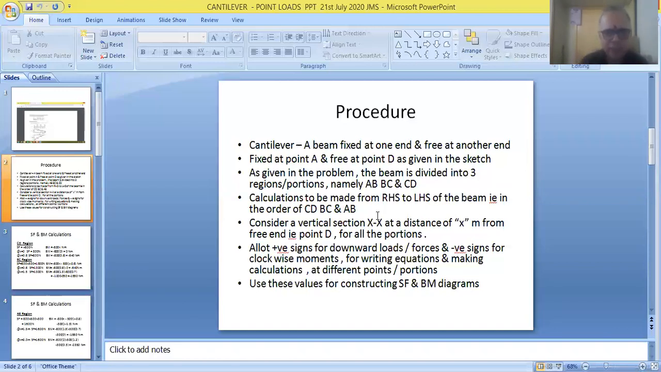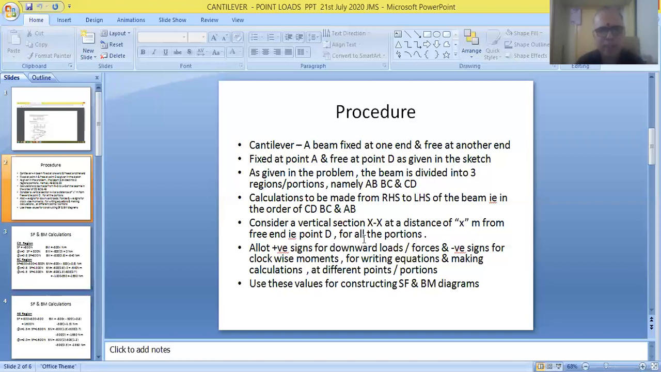So the free end is indicated on the right hand side of the beam, and the fixed end is shown on the left hand side of the beam. So I have to move from the free end to the fixed end. That's why we are starting from the right hand side of the beam, and we are proceeding on to the left hand side of the beam.